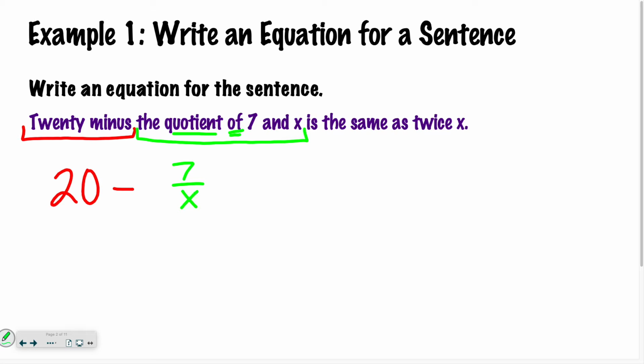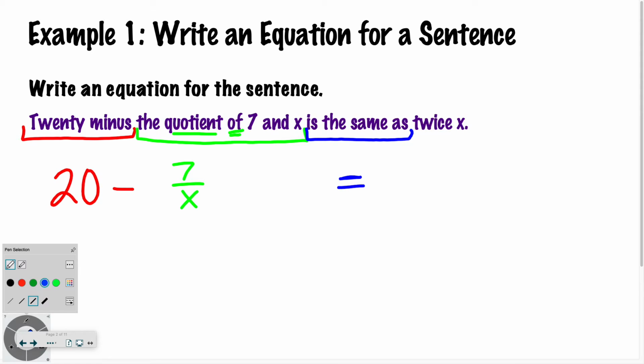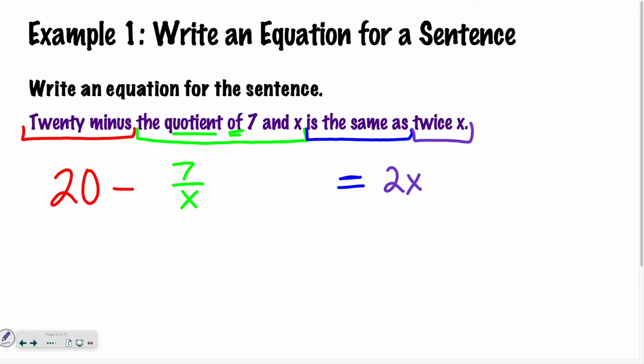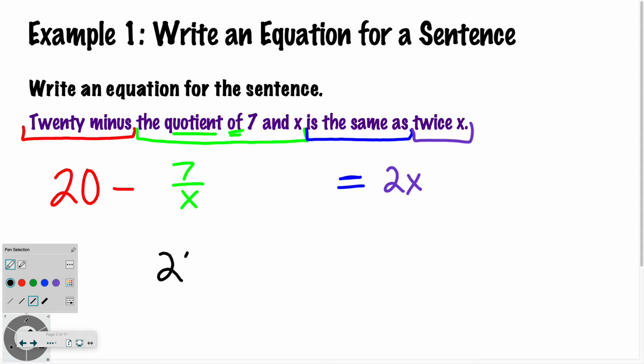So you can write it like this. You can write it as a fraction like that, or you could write it like this. Okay? Either way works. I'm going to stick just with the fraction for now. All right, then I have "is the same as." Is the same as is another way of saying equals. And the last part would be twice x. So twice x would be 2 times x. So that's my final equation there, where I would say 20 minus 7 over x equals 2x.